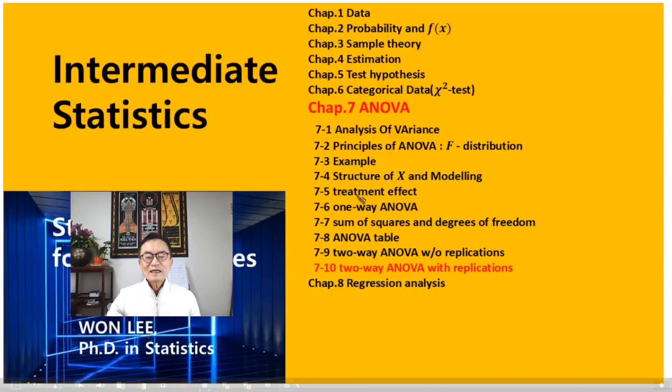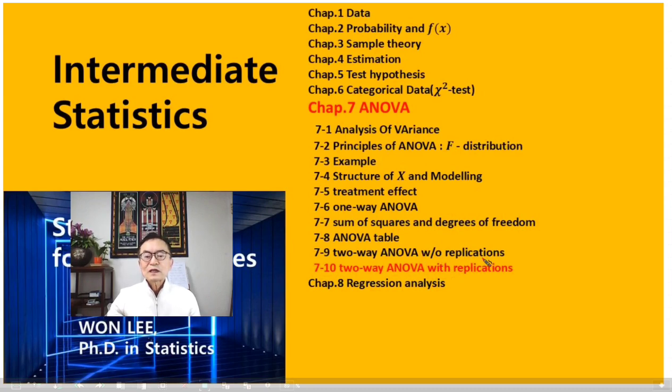Everyone, I'm Won-Lee. I'm going to explain two-way ANOVA with replications. In Section 9, there was two-way ANOVA without replications. Without replications means there is only one observation for each treatment. But here, there are several observations for each treatment.